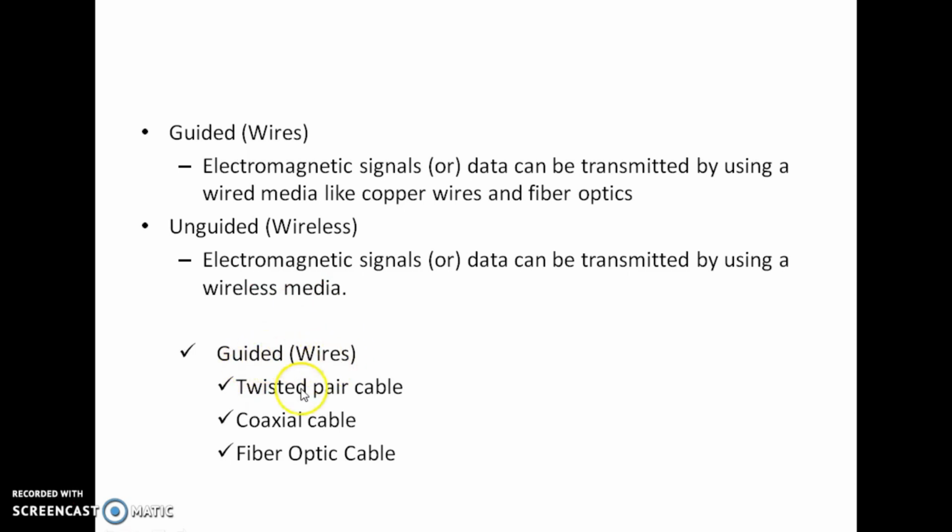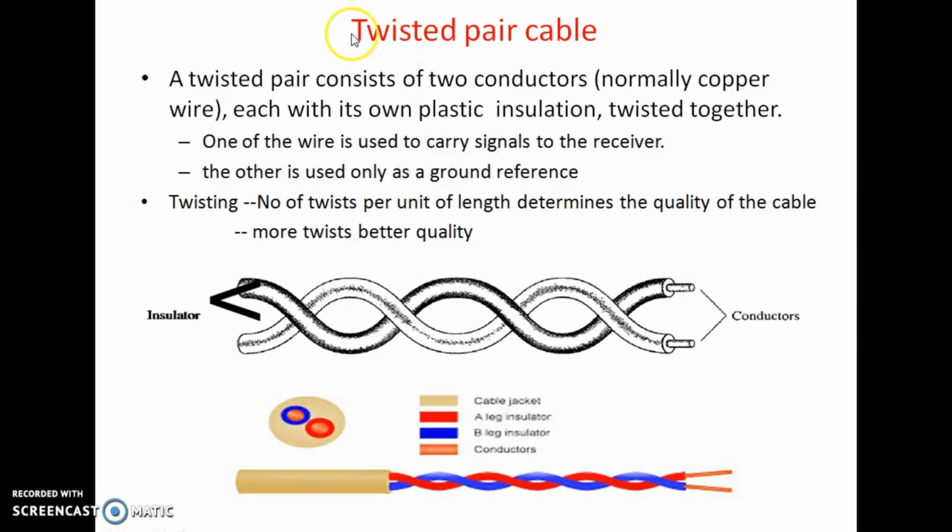Guided media consists of three types of cable. First one is the twisted pair cable, next one is the coaxial cable, third one is the fiber optic cable. First one is the twisted pair cable. A twisted pair consists of two conductors, normally both are copper wires, each with its own plastic insulation, twisted together.